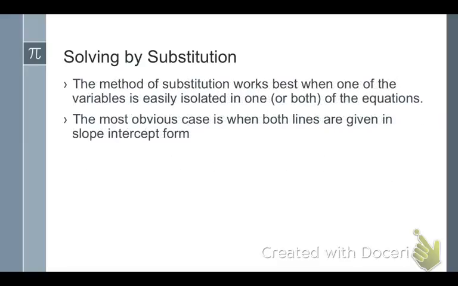So this method works best when you can easily isolate one of the variables. You can put one of the equations in the form y equals and have an expression on the other side with x's in it, or put one of the equations in the form where x equals something with y's in it. The most obvious case is with both lines, and if we're working with lines, that's all we will work with here, though you can have systems that are not lines, but you won't see that till much later. When both lines are in slope-intercept form, substitution is actually very simple.